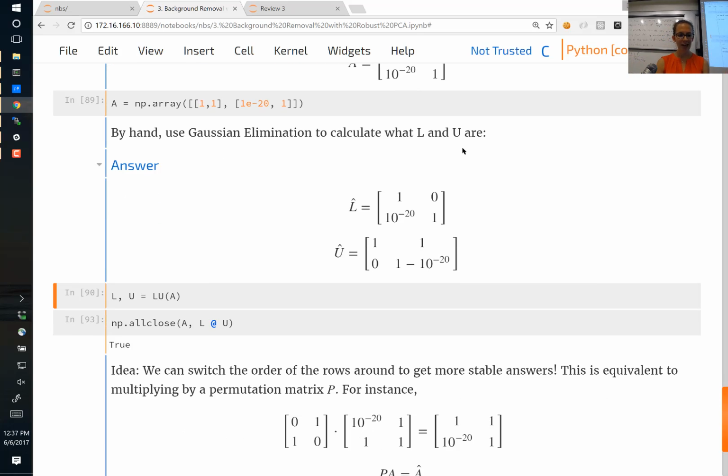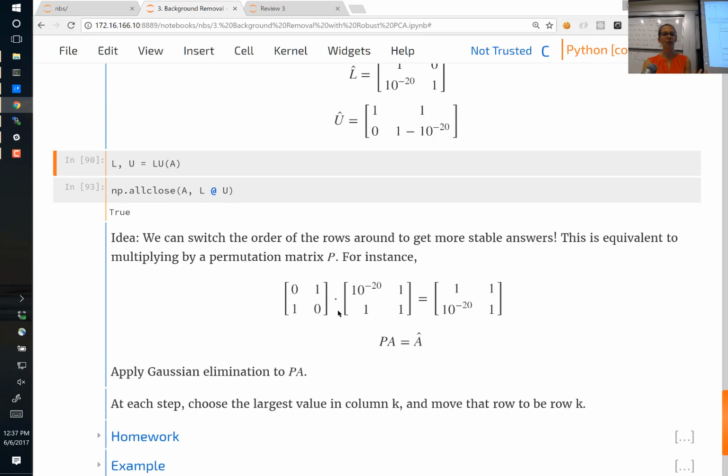And actually, no matter what, because you can think of this as just multiplying by a permutation matrix P. So here 0, 1, 1, 0 is P, multiply that by our A to get A hat, apply Gaussian elimination to P times A, and it actually turns out that it's okay to permute them because at the end you could permute them back to what you had originally. And so this is what pivoting is, to switch the rows around.